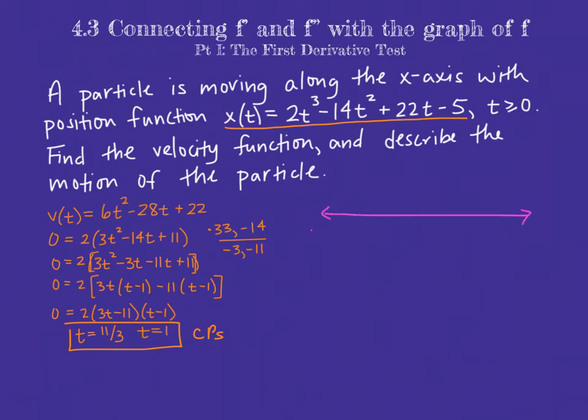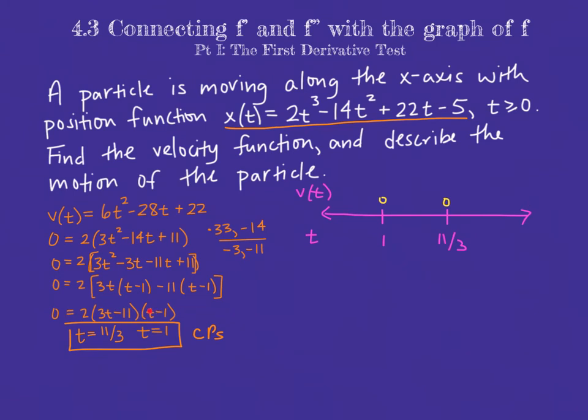The sign chart will have t, and our t values are 1 and 11/3. You can either put the first derivative of position up here, or you can just write velocity, which is what the derivative of position is. And then we know that when we plug in 1 or 11/3, our velocity is 0. However, we want to know what the velocity is in each one of these 3 intervals.